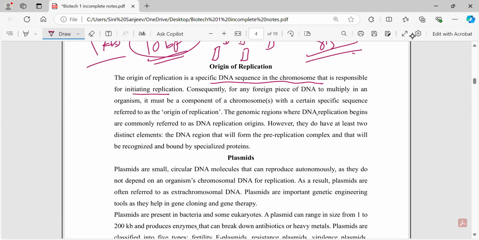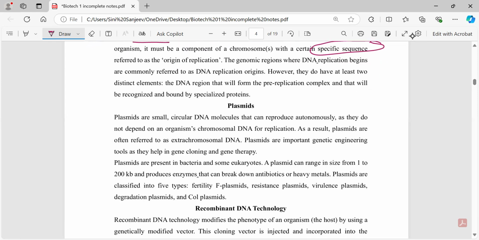Okay, so for example, if you have a piece of DNA and you have to multiply it, first you have to know what the origin of replication is. It means you have to know where exactly that specific sequence is present, where you can initiate the replication. The area from where this replication is going to begin is called the origin of replication.